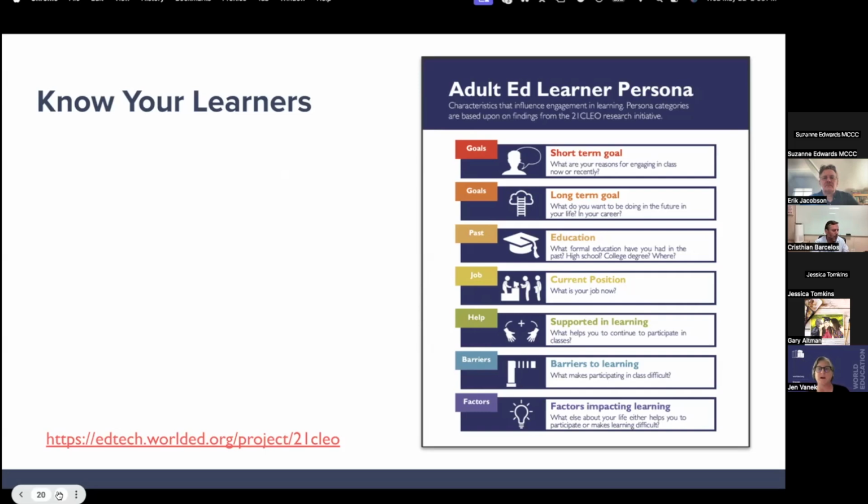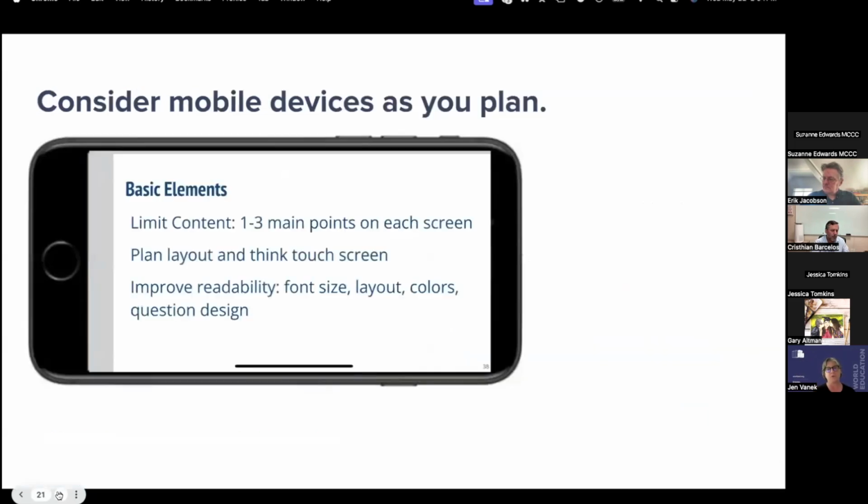So this is an example of one framework you could use to understand your learners. What are their goals, short and long term? What kind of prior education did they have? Are they working now? What's their current position? What do they need to be supported in their learning? Do they need childcare? Do they need access to a laptop at home? What are some barriers to learning? Are they caregivers, and for how many people? Do they not have a car? And then any other factors that might come up? Do they have a super supportive employer, or is there a relative or somebody like a child that's helping them with their learning goals? So some really important questions to ask, and a way to understand your learners so you know what they might need as you're moving forward with them.